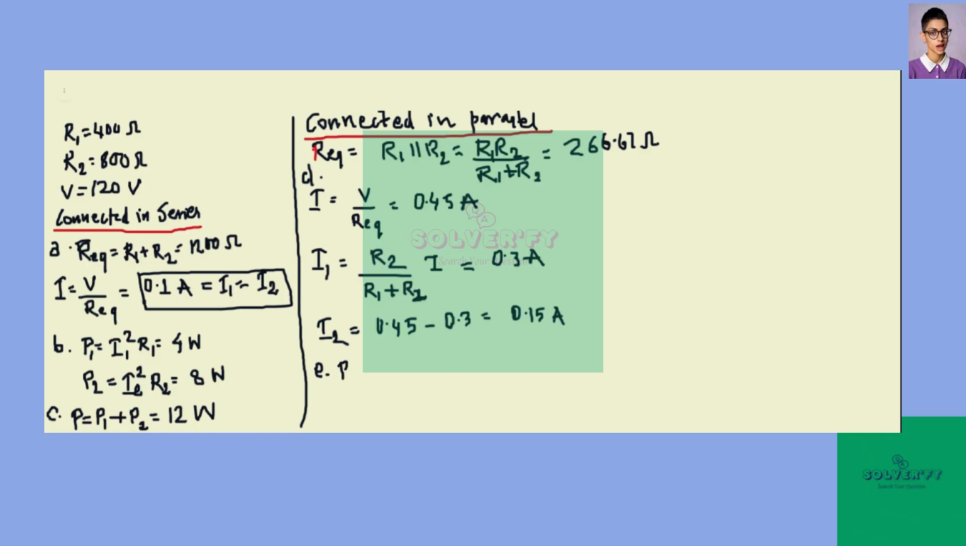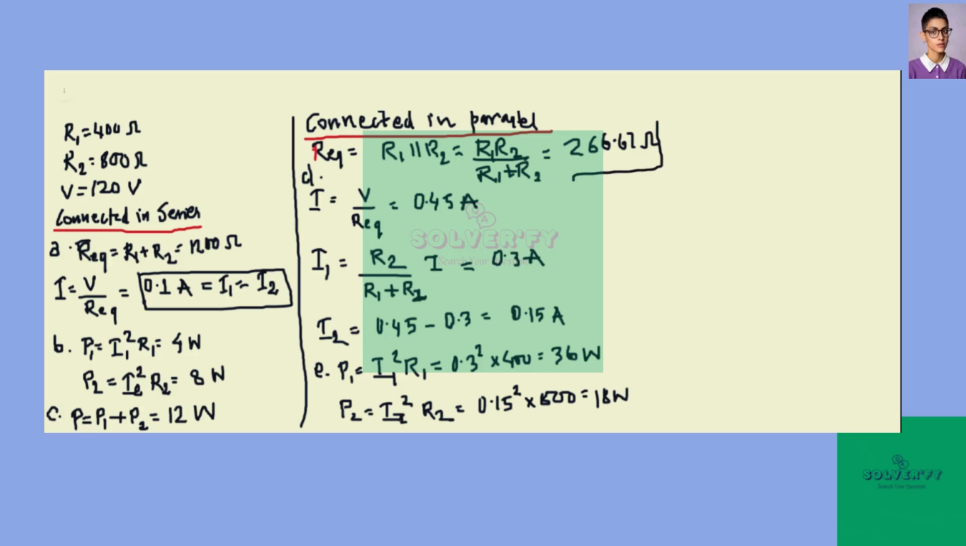So again, using the same formula, power dissipated equals I1 squared R1. Now this is equal to 0.3 squared into, what is R1? 400. So this comes out to be 36 watts. Similarly, P2 is equal to I2 squared times R2. So this comes out to be 0.15 squared times 800. So this comes out to be 18 watts, right? Okay, so we are done with part E of the question.